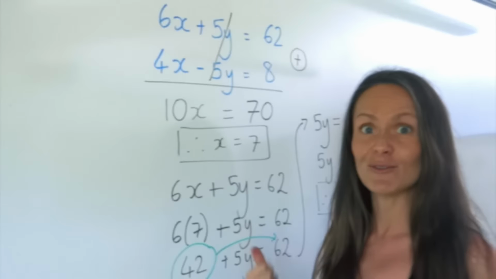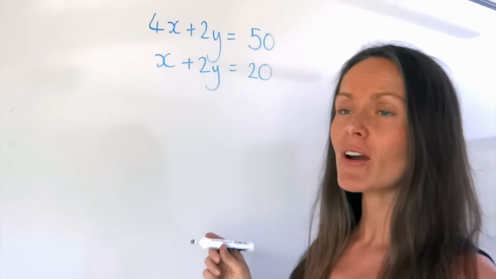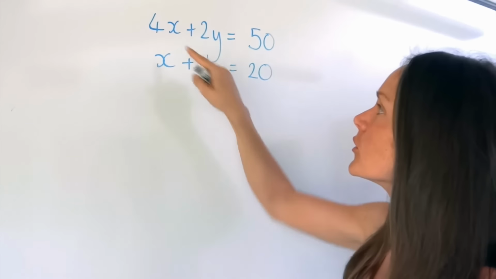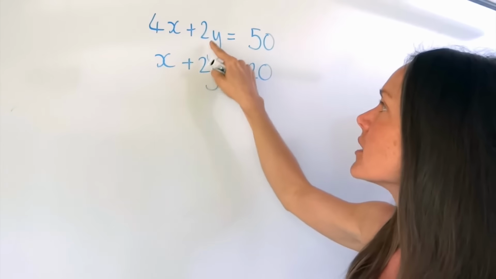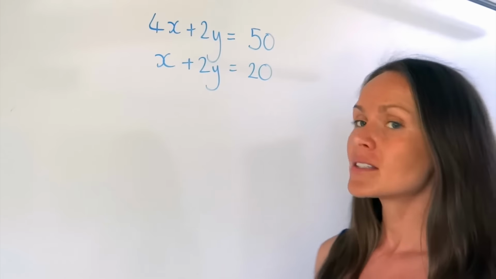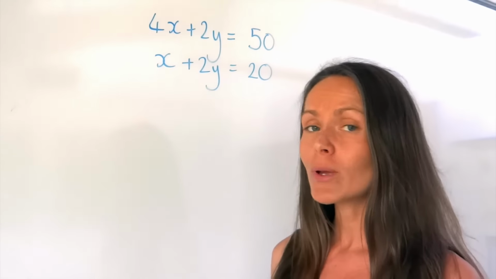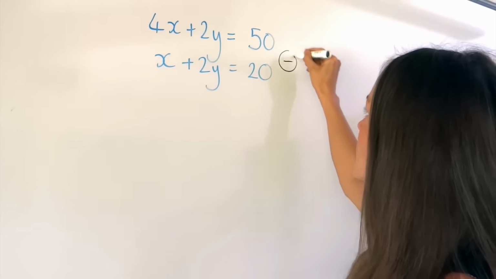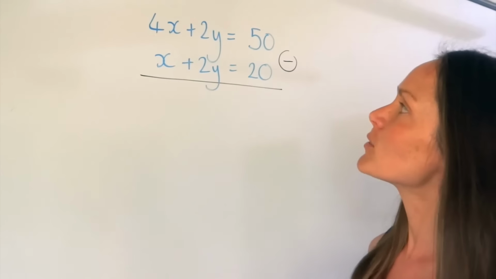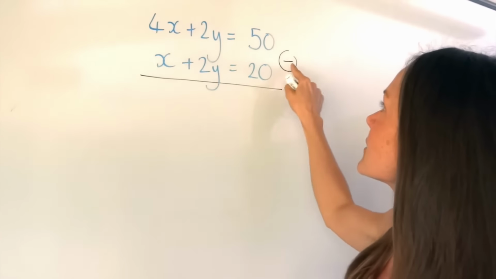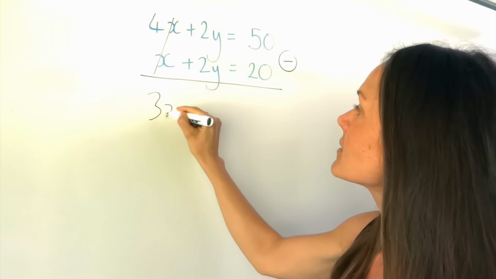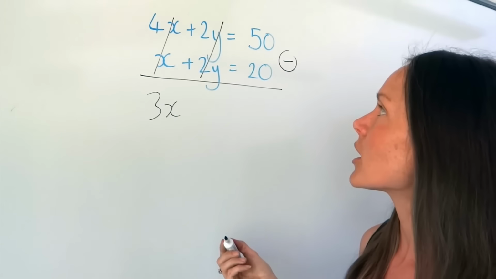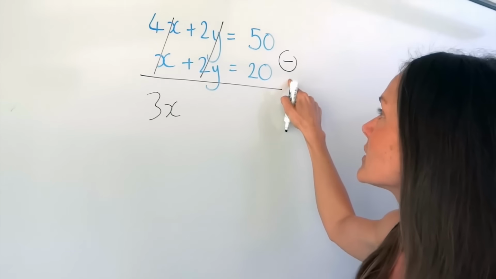Okay, on to the next example. If we try and add these two equations together in example number 2, nothing cancels. Look, 4x plus 1x is 5x. 2y plus 2y is 4y. So by adding the equations together, we can't eliminate either x or y. So this time, I'm going to subtract the equations. Let's see what happens when we subtract. 4x take away 1x is 3x. And 2y take away 2y, well, that's 0. So this time, the 2y's cancel because we're subtracting.